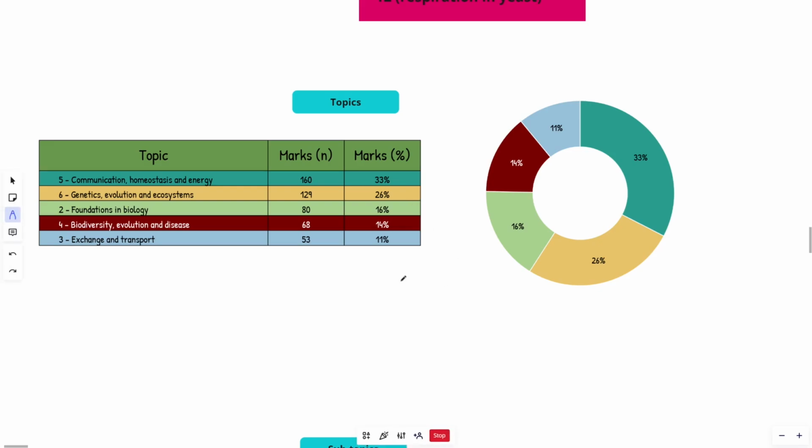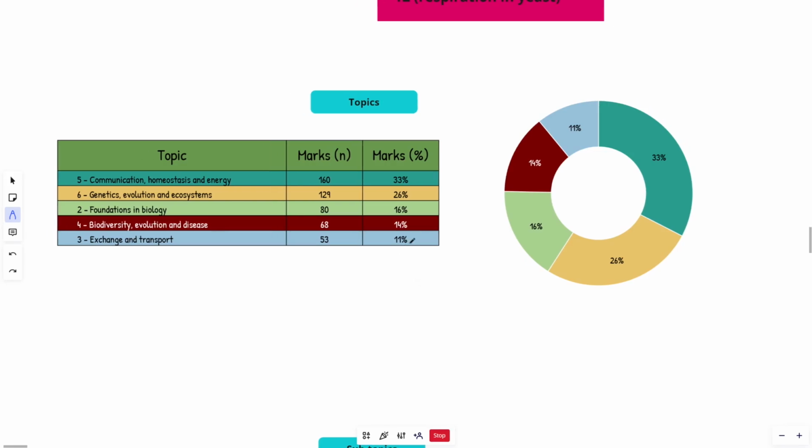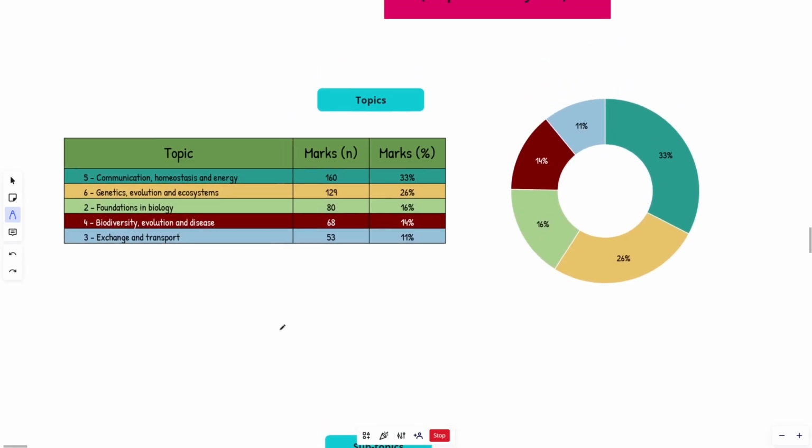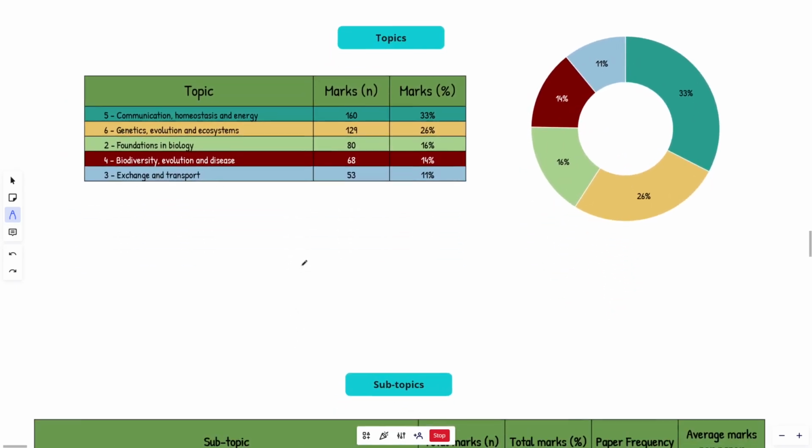What's going to happen in 2024? Who knows? But this sort of gives you a good understanding of where OCR leans in their favoritism towards specific topics. So I hope that helps you out. Okay. Before we get onto the subtopics, that's what we're going to get onto now.